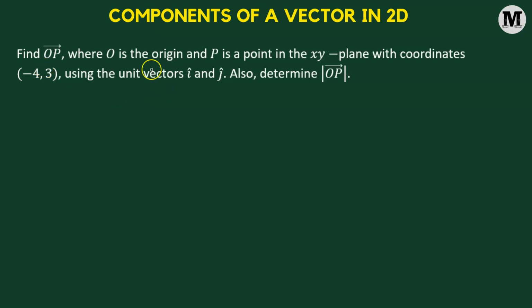Find the vector OP, where O is the origin and P is the point in the xy plane, with coordinates -4, 3, using the unit vectors i cap and j cap. Also determine the magnitude of the vector OP. Let us begin. So first, let's try to understand the problem graphically.